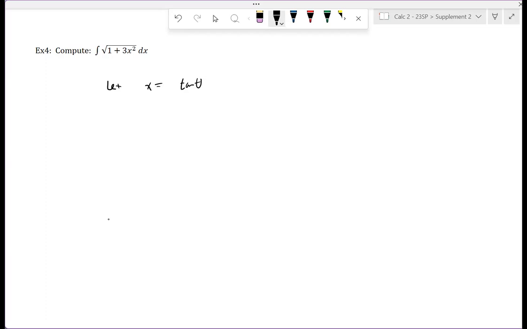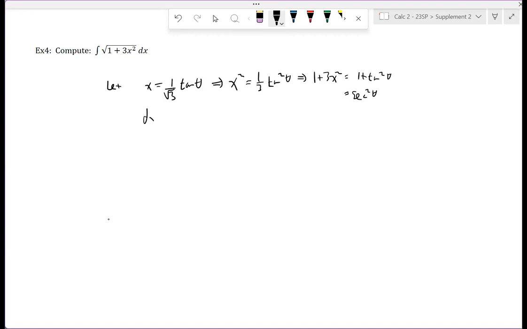Okay, so x equals tan theta doesn't quite work because that gives me 1 plus 3 tan squared. So when I square x, I need a 3 in the denominator. So I need x equals 1 over root 3 tan theta. So what does this tell me now? x squared is 1/3 tan squared theta, which says 1 plus 3x squared is, so 3x squared, the 3's go away, 1 plus tan squared theta, which is secant squared theta by the Pythagorean identity. Okay, so that looks good.